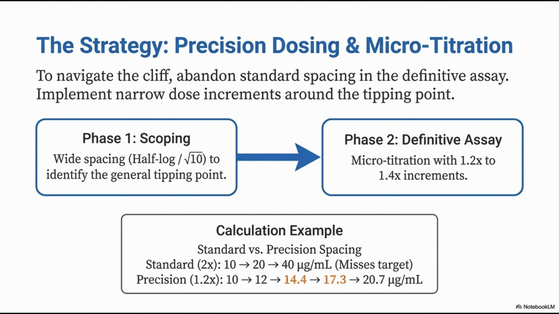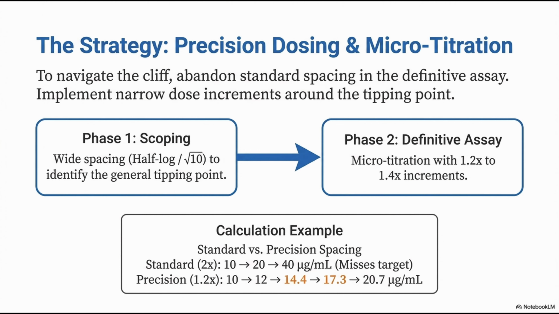A practical example shows the value of precision spacing. Two-fold dilutions from 10 micrograms per milliliter jump to 20 and 40, often skipping the target range. In contrast, 1.2-fold increments, 10, 12, 14.4, 17.3, and 20.7, provide the intermediate doses needed to reliably land within the required cytotoxicity window.